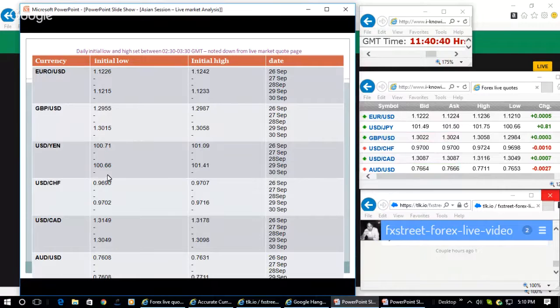1.3015. In the case of yen, 100.66 was the low, 101.41 was the high, and they just breached the high, and they are staying above the high after forming 101.75 as the new high. They are staying above 101.41, indicating that they want to make a further rise.